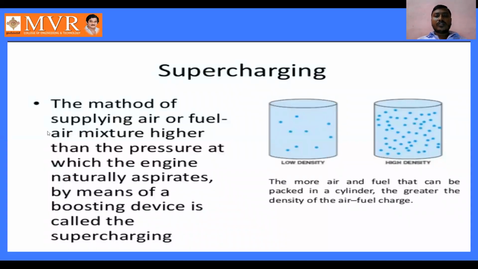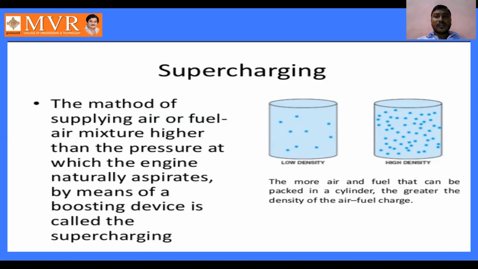Coming to supercharging, we can observe the diagrams here. We have low density and high density diagrams in the cylinders. The more air and fuel that can be packed in a cylinder, the greater the density of the air-fuel charge. In the high density cylinder we have a greater air-fuel charge compared with the low density one; in low density we have less fuel and less air. The method of supplying air or fuel-air mixture at a pressure higher than that at which the engine naturally aspirates, by means of a boosting device, is called supercharging.